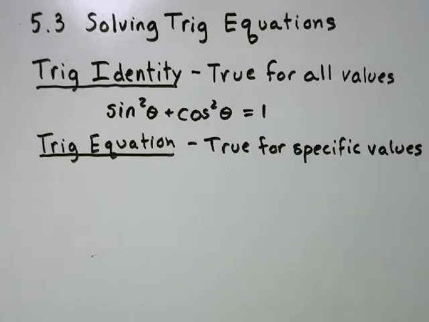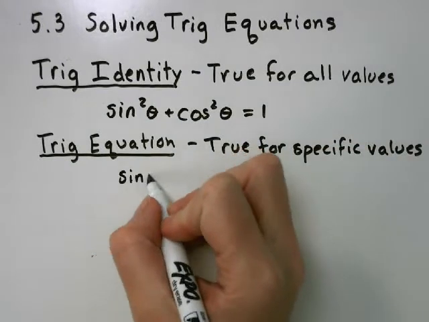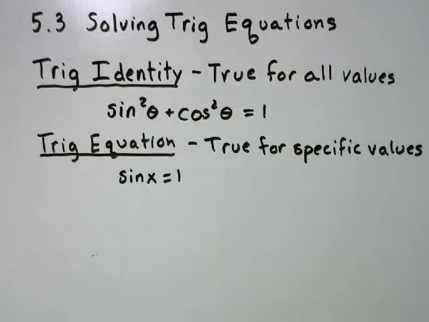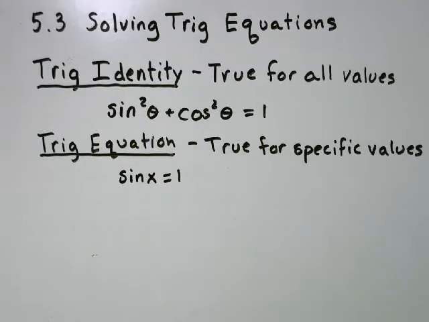A trig equation, on the other hand, is true for specific values. For example, if I had sine of x equals 1, there are specific values that I can plug in that'll get a 1 for sine.